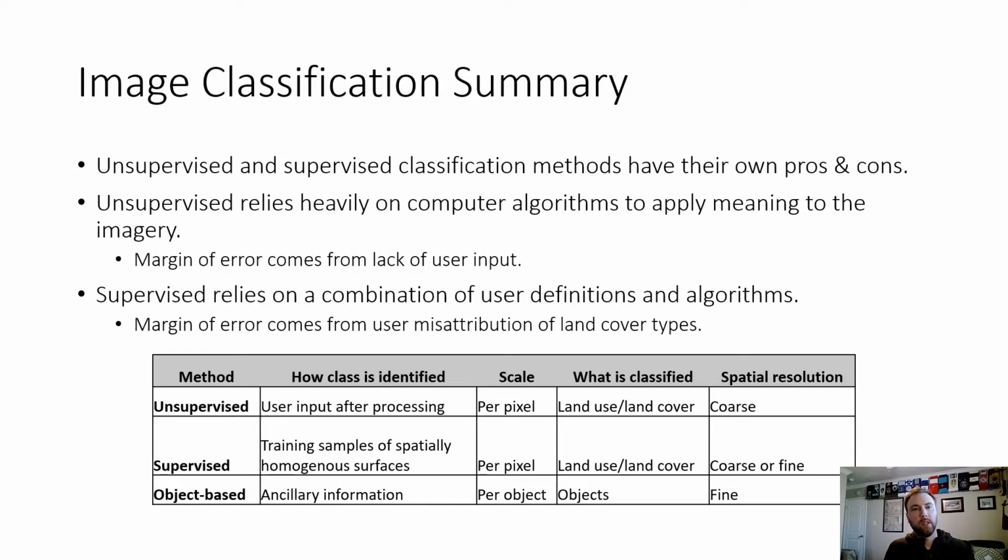So, quick summary of image classification. Unsupervised and supervised classification methods have their own pros and cons. Unsupervised relies heavily on computer algorithms to apply meaning to the imagery. The margin of error comes from a lack of user input. So you're trusting the algorithms to make the decisions on its own. Okay. Supervised relies on a combination of user definitions and algorithms. The margin of error in this case comes from user misattribution of land cover types. So by introducing that human factor, you are also introducing human error, which is always present, right? So just be aware of that. And then I have a little chart there to kind of break it down. We'll get into object-based next week.